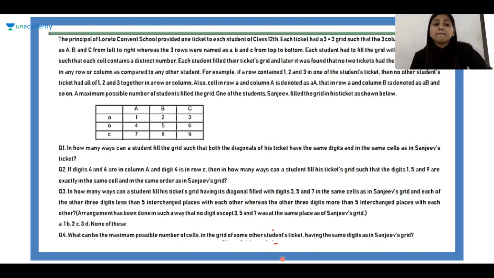Last question. What can be the maximum possible number of cells in the grid of some other student's ticket having the same digits as in Sanjeev's grid? So without violating the condition, that is nobody can have the same digits in row and column, without violating that, what are the maximum possible number of cells which can have the same numbers as in Sanjeev's ticket?